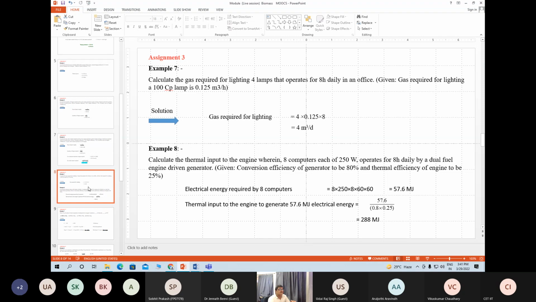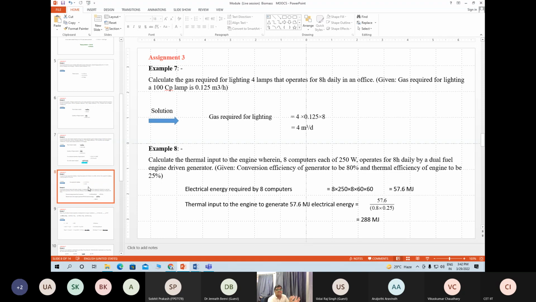Basically, this was a new example I introduced this time in this particular content of the practice session of the examples, where the requirement of the gas was asked to calculate, where we have only 4 lamps which are operating for 8 hours in a day, suppose, in a specific office, which is a remotely located office, for example, and the requirement of the light in that particular office is for only 8 hours a day, and they require only 4 lamps in a day.